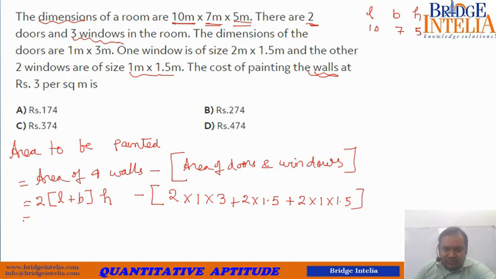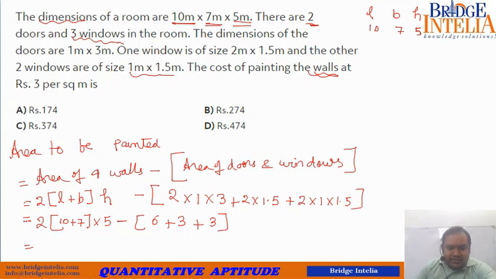So let's see what this comes out to be. So twice of length plus breadth. So 10 plus 7. So twice of 10 plus 7 whole into 5 minus, so 2 into 1 into 3. So 6 plus 2 into 1.5, that means 3 plus 2 into 1.5, again 3. So this is 340 because 17 into 2 is 34. So this is 170 minus 12. So comes out to be 158 meters square.